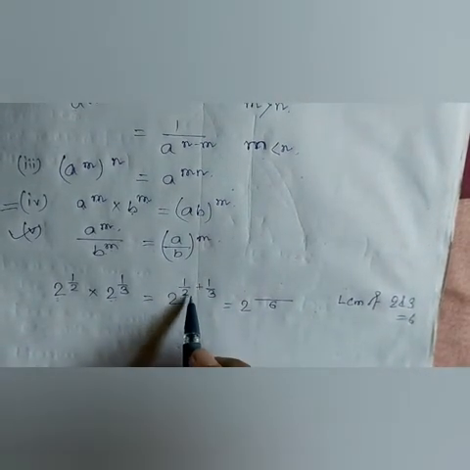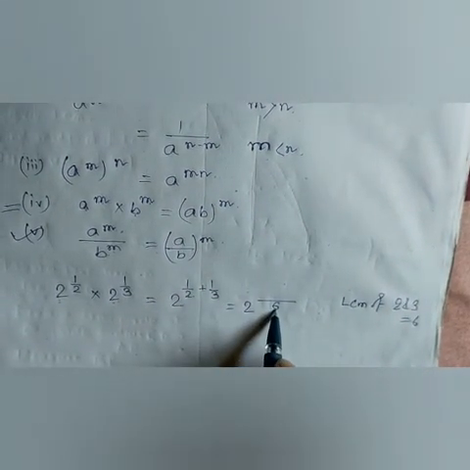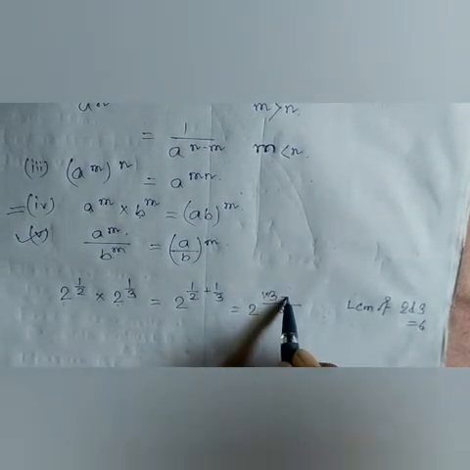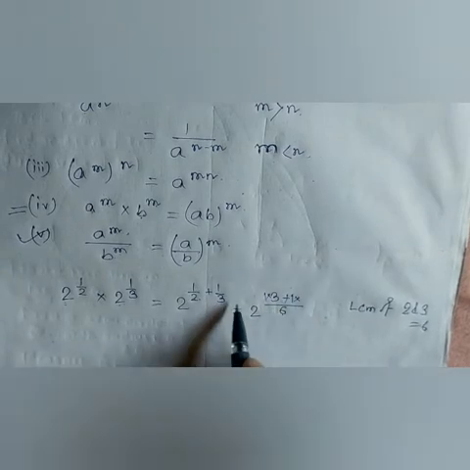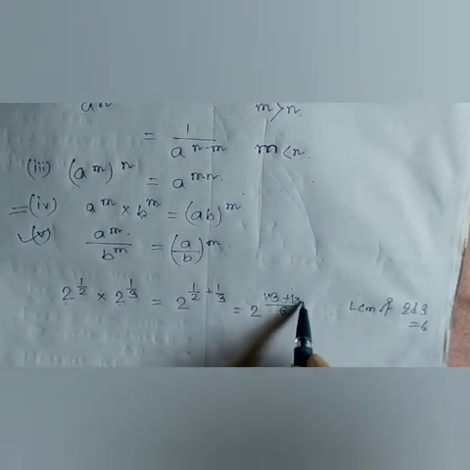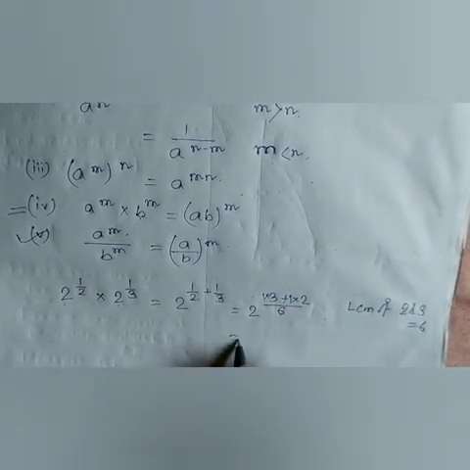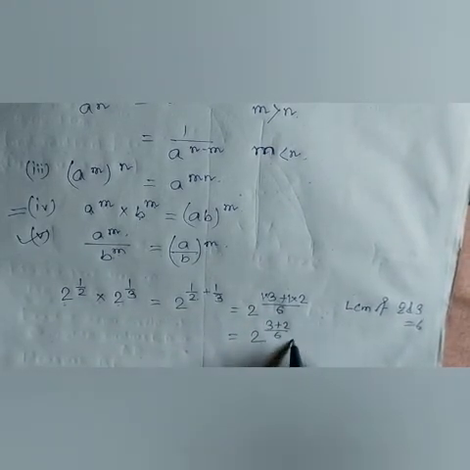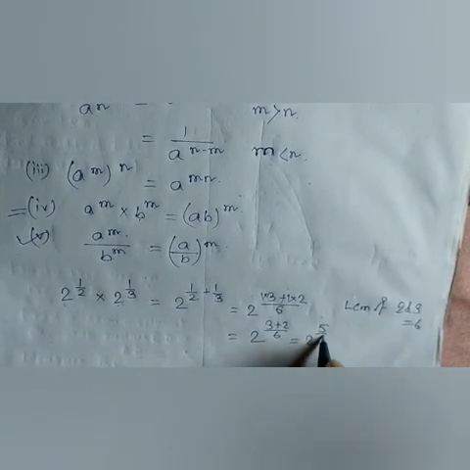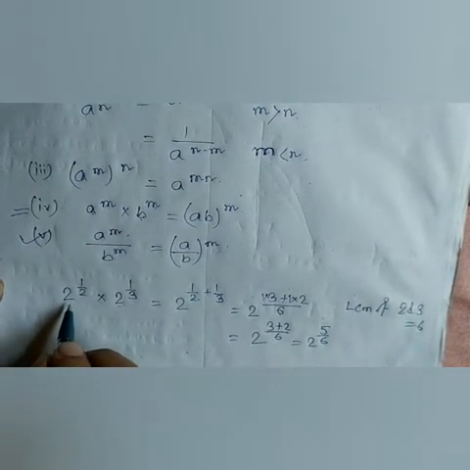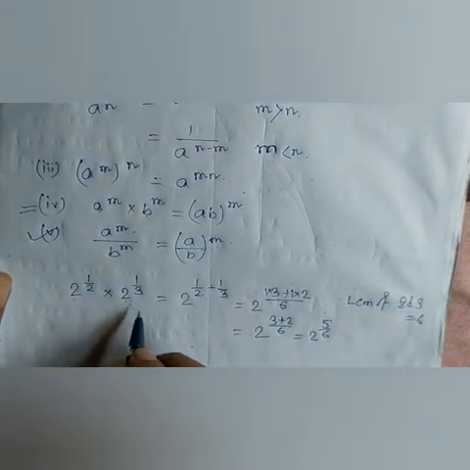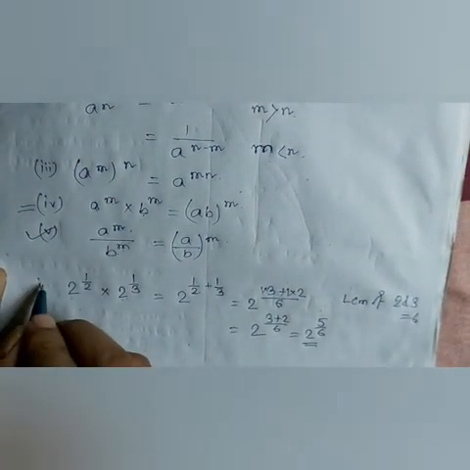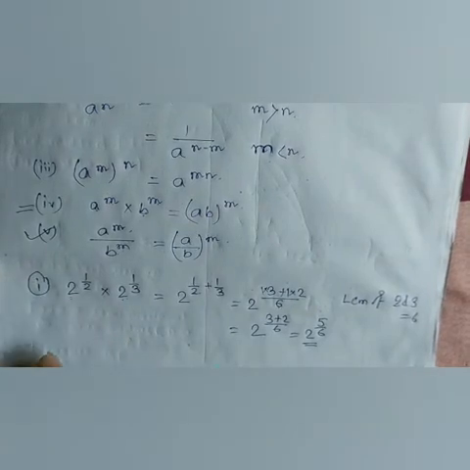2 is multiplied by which number to give 6? 2 is multiplied by 3, so this one is 3. 1 multiplied by 3 plus 1 multiplied by 2, that is 2. So the value is 2 to the power 3 plus 2 by 6, that means 2 to the power 5 by 6. So the value of 2 to the power 1 by 2 into 2 to the power 1 by 3 is 2 to the power 5 by 6. This is the first example.